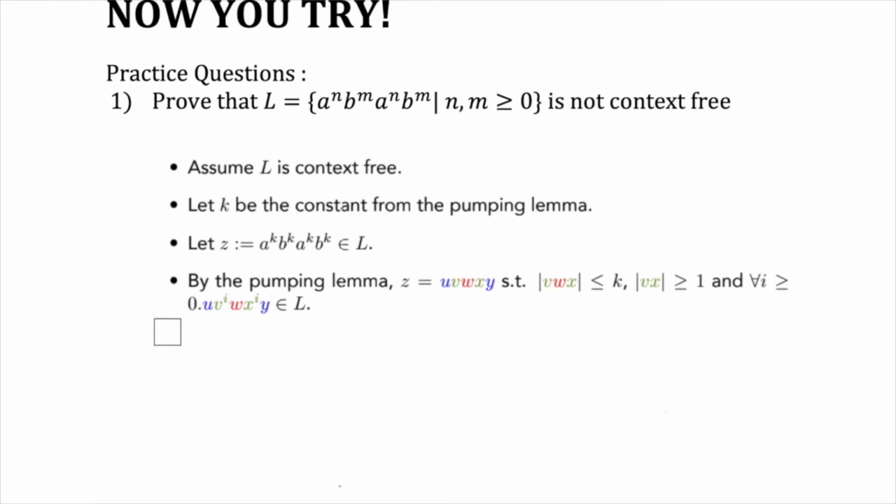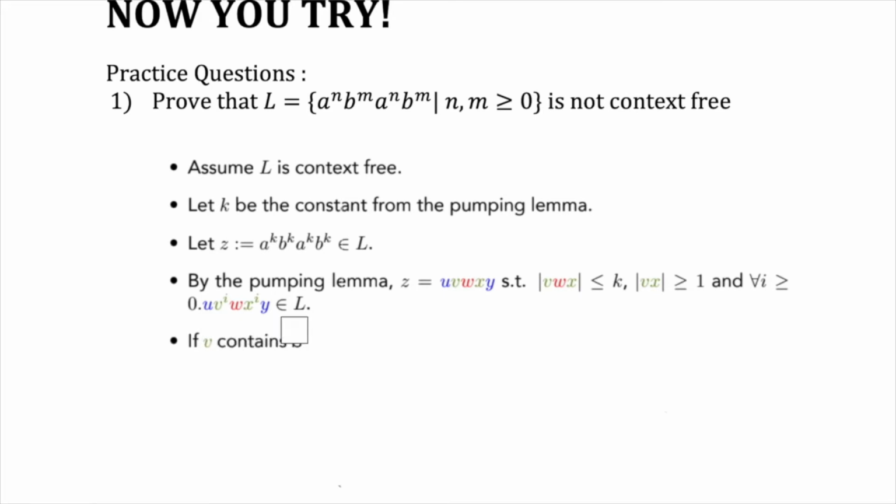We have to consider all possible decompositions of the word a to the k, b to the k, a to the k, b to the k. In this case, there are 2 ways we could decompose this word. Either v would contain some a's along with some b's, or v would contain only a's or only b's. The same thing applies for x. Remember, v and x are the 2 sections that we will be pumping.